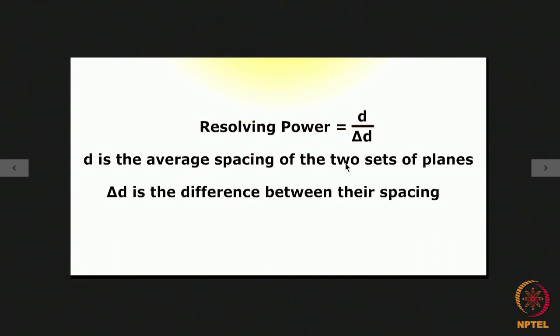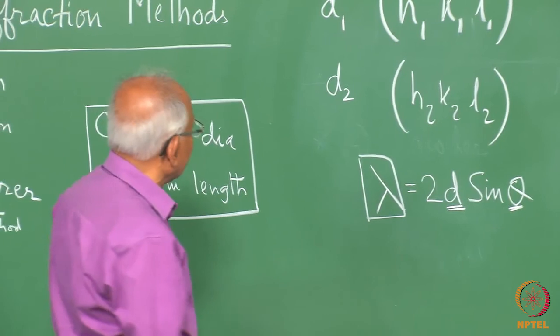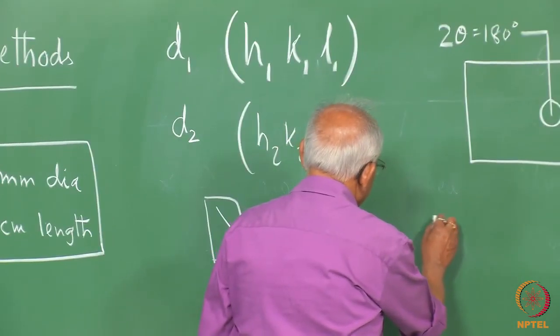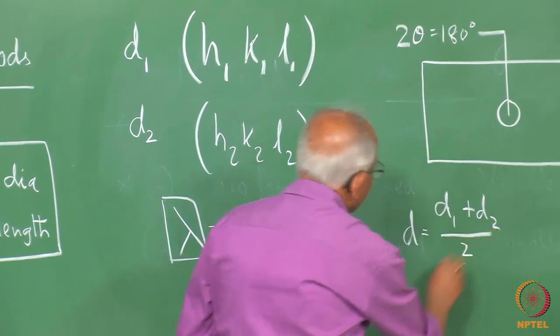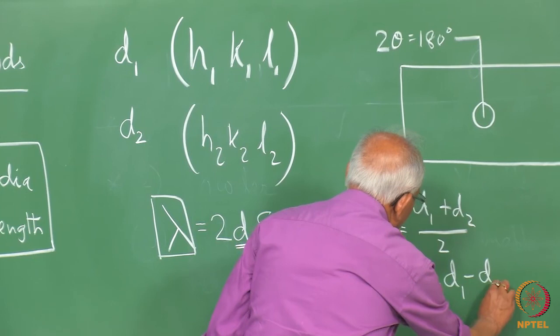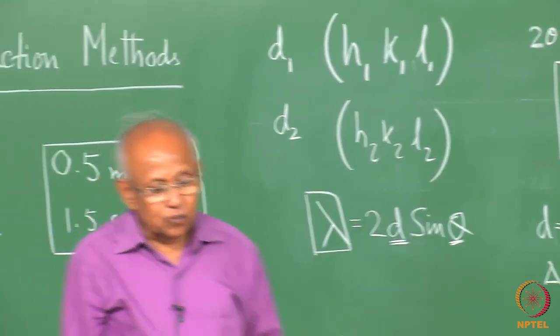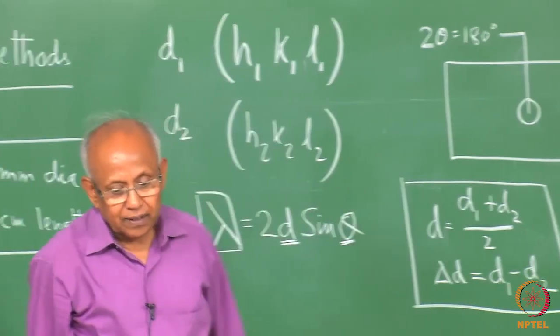So, we define the resolving power by a term d by delta d. What is d? d is the average spacing of the two sets of planes that we are considering here. And what is delta d? Delta d is the difference between their spacing. So, we have d is equal to d1 plus d2 by 2, the average spacing, and delta d is nothing but the difference between the two d's, d1 minus d2, as in this case. So, d is the average spacing of the two sets of planes, and delta d is the difference between their spacings.